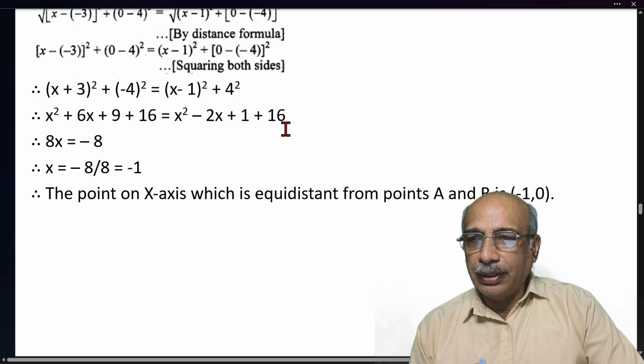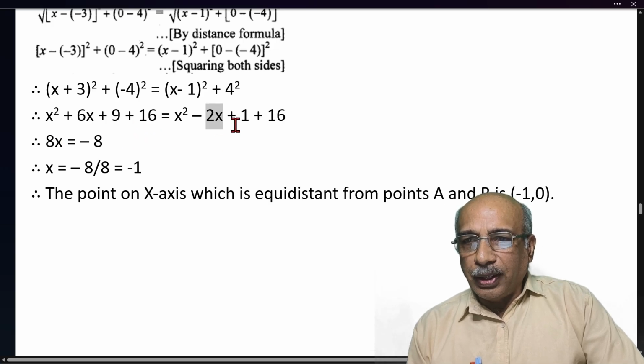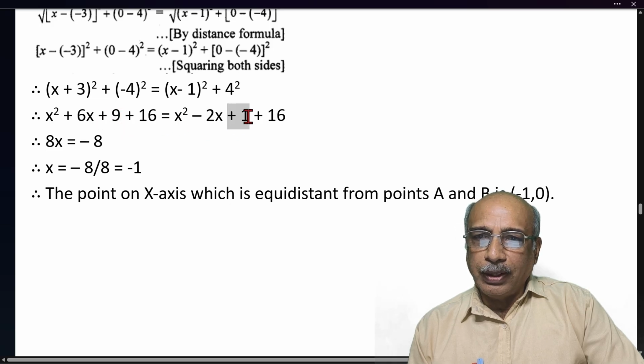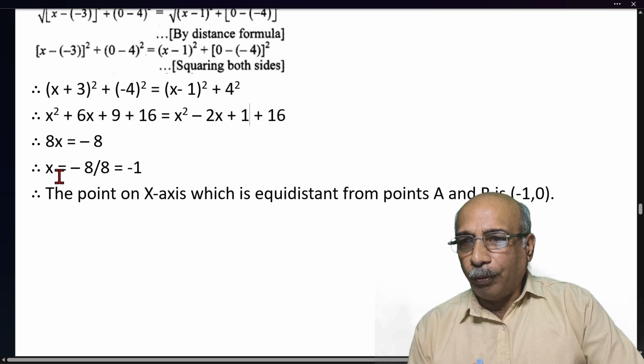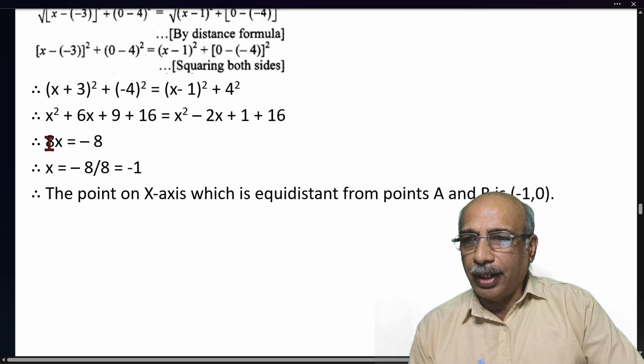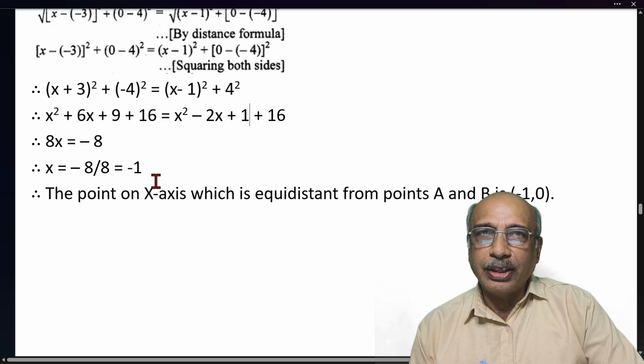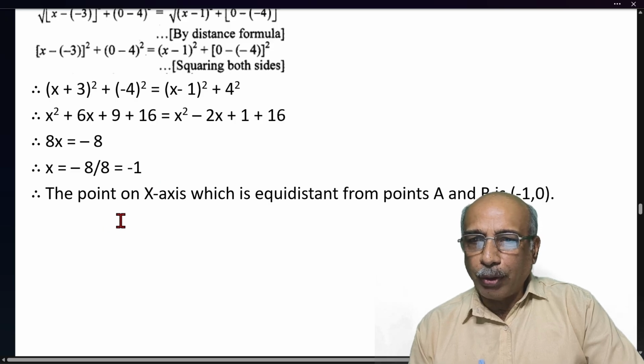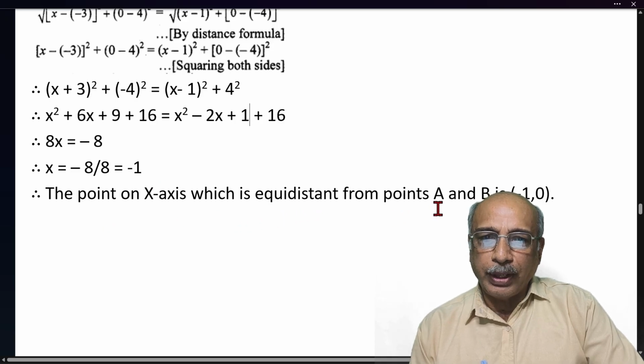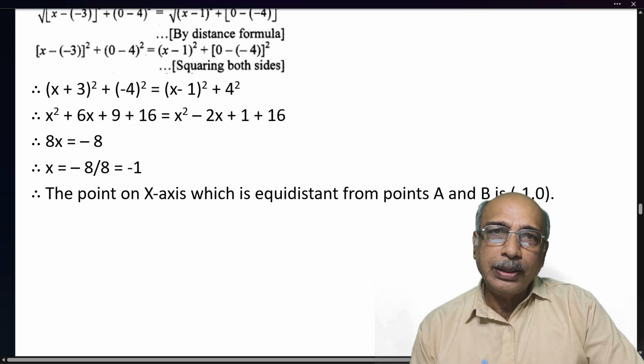16 will get cancelled. x square will get cancelled. What is left? 6x minus 2x. Bring it on this side, it will be 8x. Here it is plus 1. Plus 9 will go on the other side, here it is plus 1, it will become minus 8. Therefore, x equals minus 8 divided by 8 equals minus 1. Therefore, the point on the x-axis which is equidistant from points A and B is (minus 1, 0).